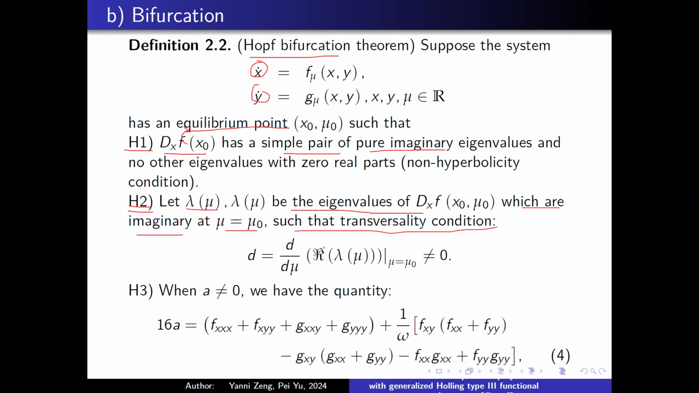Transversality condition. We need to find the function of the constant. Actually, we just investigate the changing rate of the constant. So this function is in terms of the constant, and we can use this. We can use the third condition.